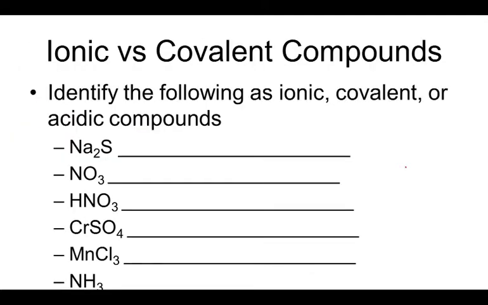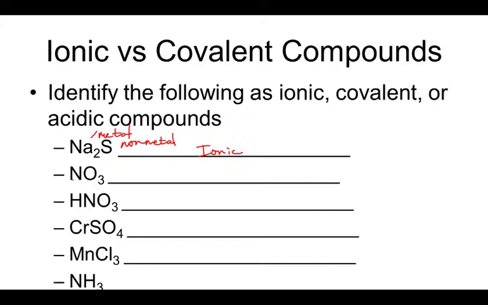Alright, so here we go. This first part, all we're going to do is go through and identify whether each of these things is ionic, covalent, or an acid. Okay? So, Na2S, well, sodium is a metal. So this is a metal, and this is a nonmetal. Alright, so that means this guy has to be ionic. Specifically, this is one of your binary ionics.